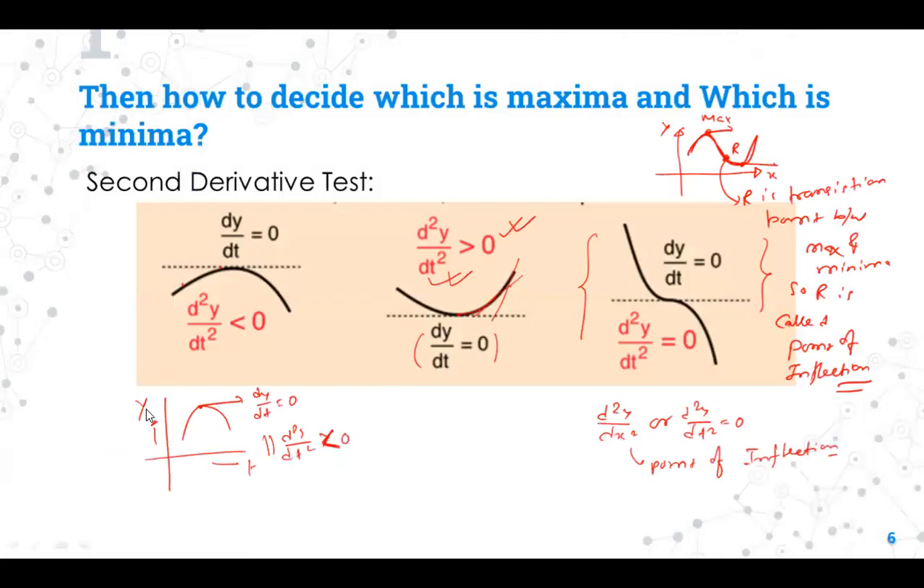Now, if the slope at all maxima and minima is 0, then how to differentiate? In order to differentiate them, we have to use the second derivative test. If the second derivative is less than 0, it's the point of maxima. If the second derivative is greater than 0, it's the point of minima. And if it is equal to 0, it's the point of inflection. Point of inflection we're not discussing right now because it is out of our syllabus.